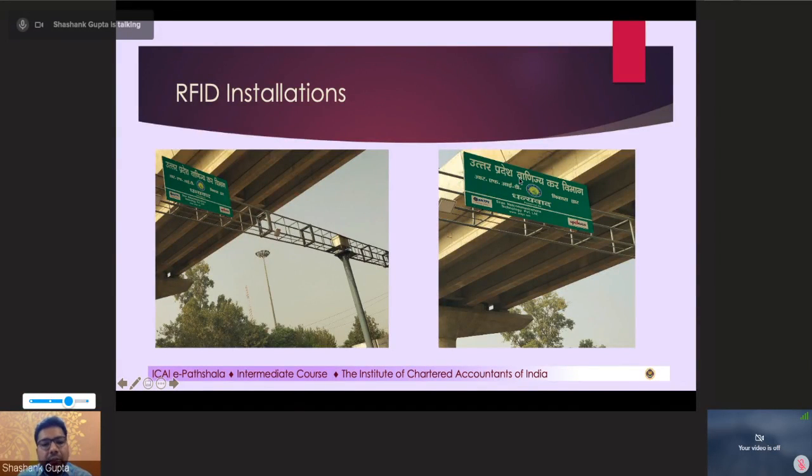I've taken a picture of one installed by the UP government close to the border. So if you see these readers, right? Now, this is the RFID reader, and as the vehicle passes below this RFID reader, immediately the RFID reader will read that the vehicle passed through me on this particular date at this particular time. And automatically all the details are being logged in. So manual intervention is not required to a great extent, and there is automatic logging of all the transactions.